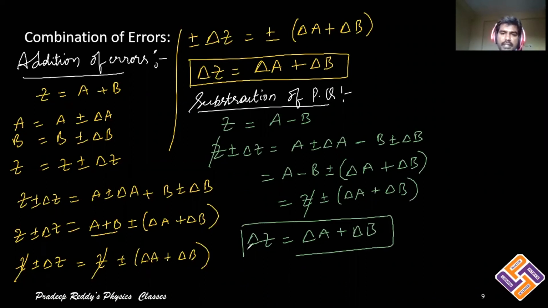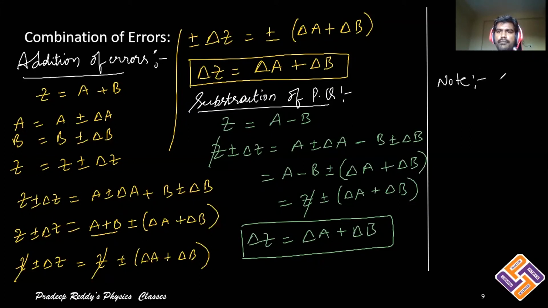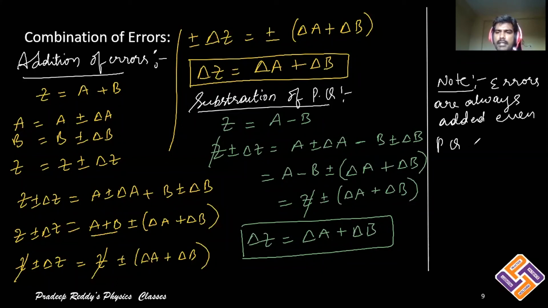Most of you make a mistake here. So understand that when you are subtracting two physical quantities or when you are adding two physical quantities, their errors should be added; errors should not be subtracted. Errors are always added, even if physical quantities are subtracted.